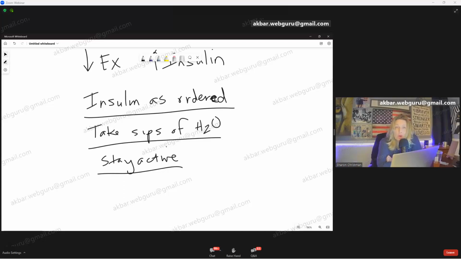No, no, no. They have to take their insulin because they can end up in DKA if they don't. Because when they're sick and they're releasing all these stress hormones, whether or not they're eating, their blood sugar can get very high. Now, take sips of water.